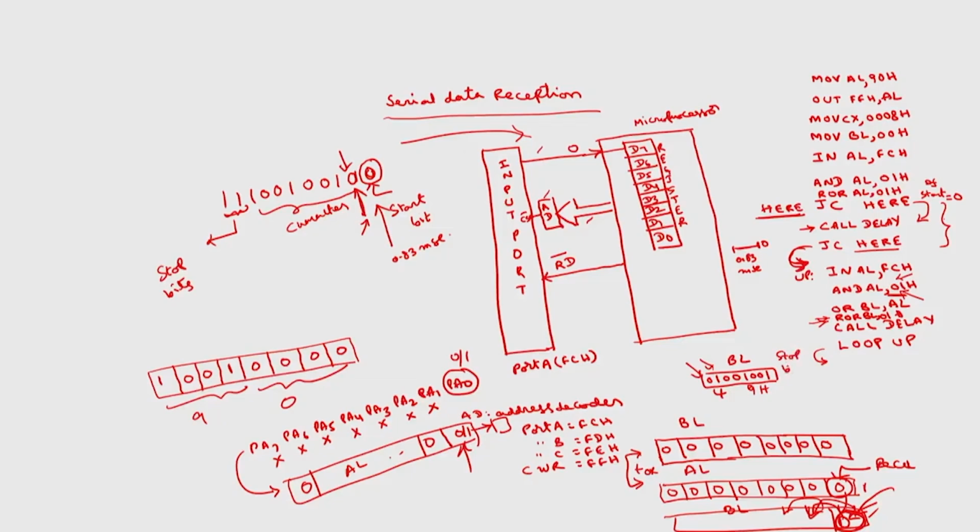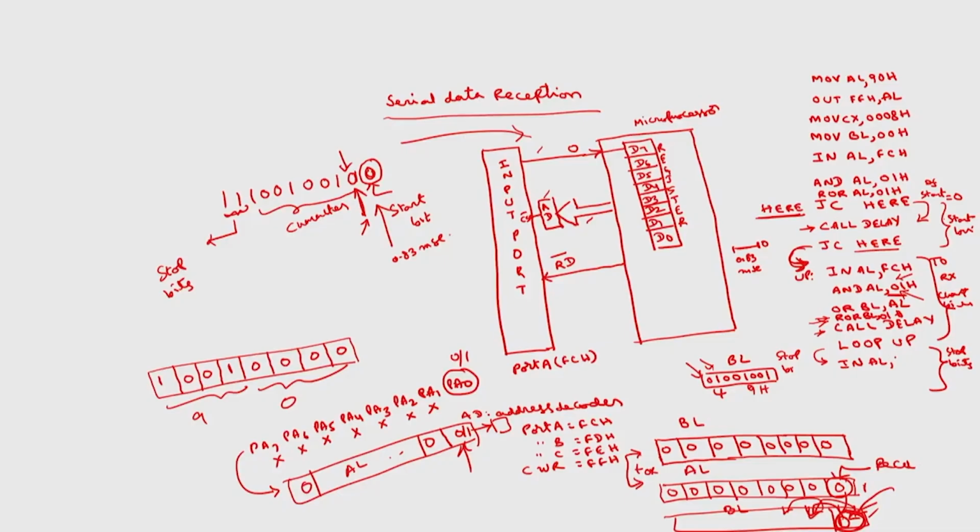So, how to check now for stop bits? This program is for checking the start bit, and from here to here to receive the character bits. Now, we have to write for checking the stop bits, then only it is a valid character. So, again I will input in AL, because every time you are calling this 0.83 millisecond delay. After the 8th bit also 0.83 delay, then I have to check in AL, comma, port C, FCH.